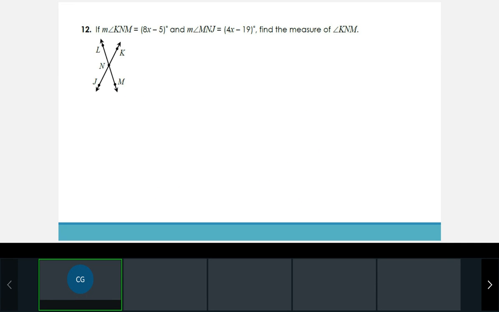Put the given information in the picture and then write an equation based on the relationship that you see. Then you're going to solve for x, and I want to know what is the measure of angle KNM. Try that now. I'll give you 3 or 4 minutes. Go ahead and try it.